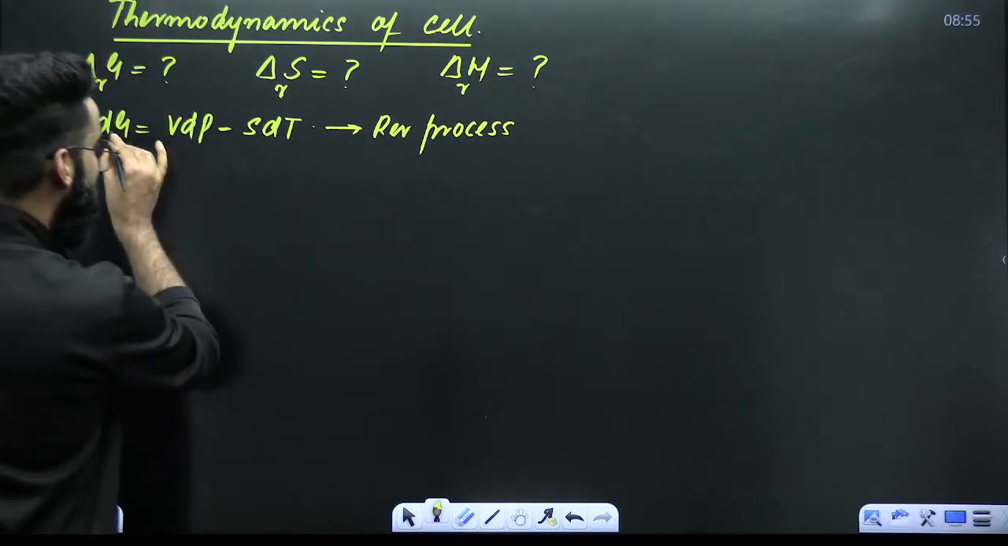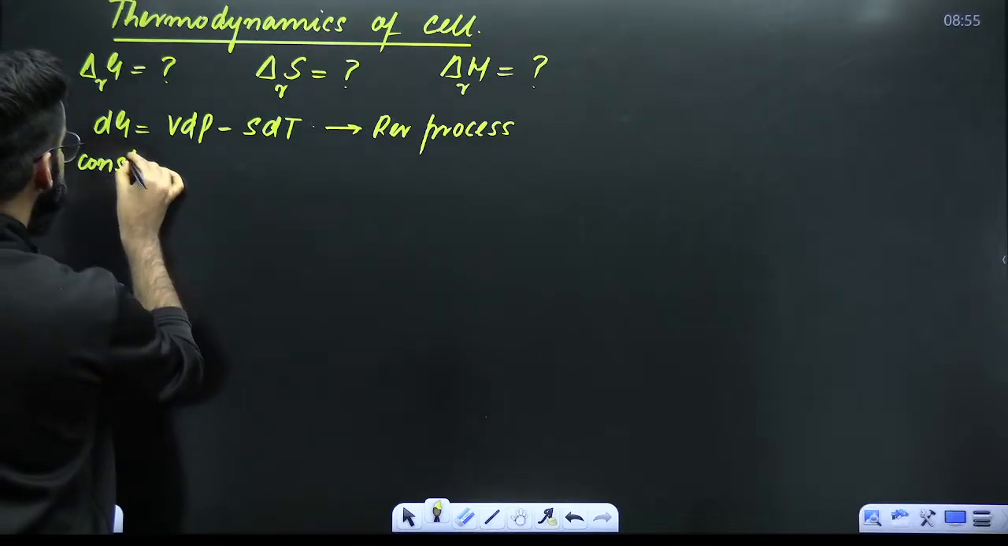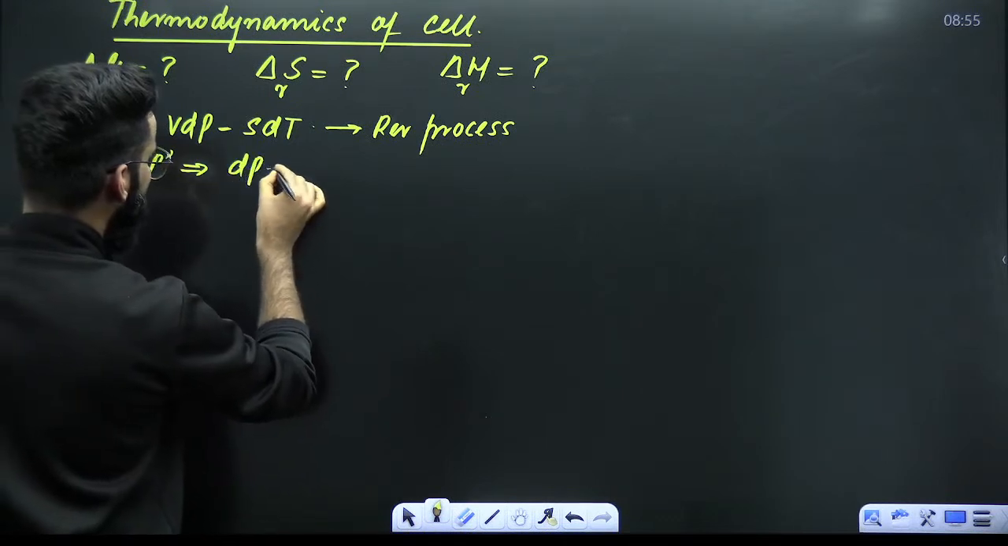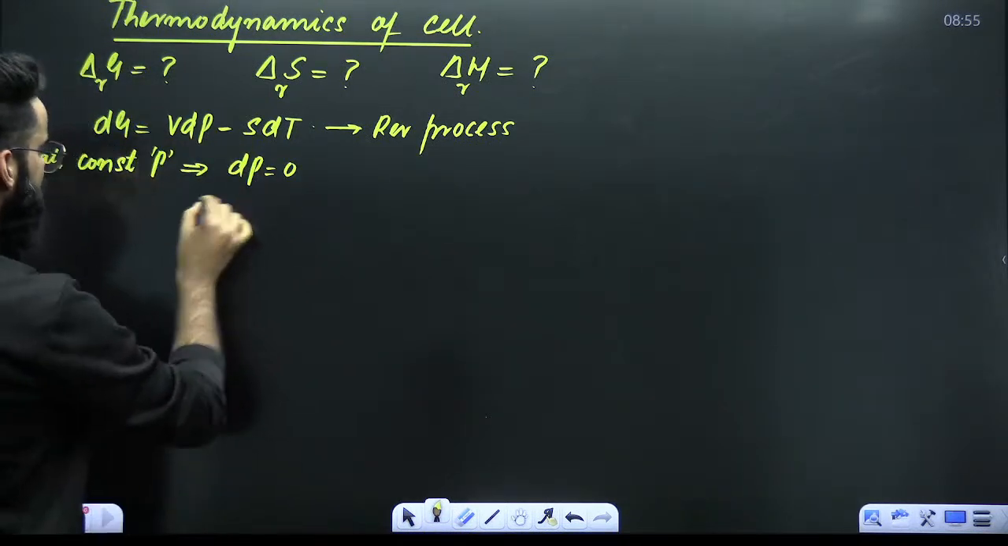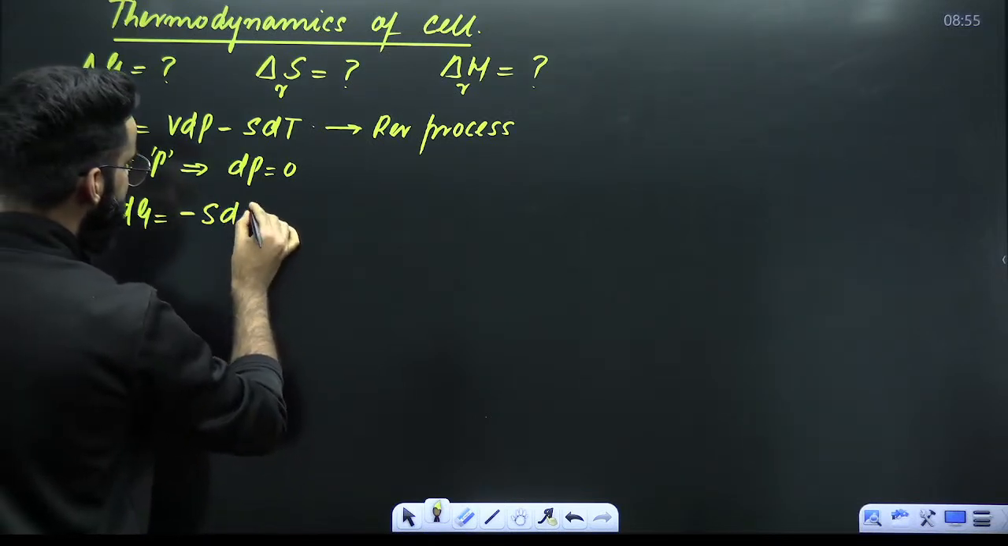My dear students, if I write the same equation at constant pressure, can't I say dP value is 0? Change in pressure is 0. If dP is 0, I'll say dG is equal to minus SdT.